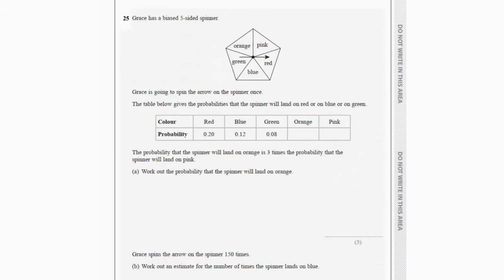Grace is going to spin the arrow on the spinner once. The table gives the probabilities that the spinner will land on red or on blue or on green. Other than that, we have orange and pink as well. The probability that the spinner will land on orange is 3 times the probability that the spinner will land on pink. So as said in the question, the probability that the spinner will land on orange is 3 times the probability the spinner will land on pink. So if pink is x, orange is going to be 3x.